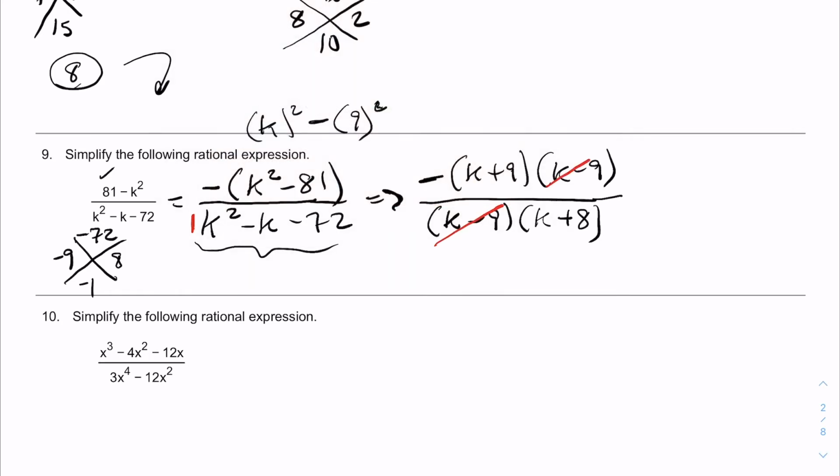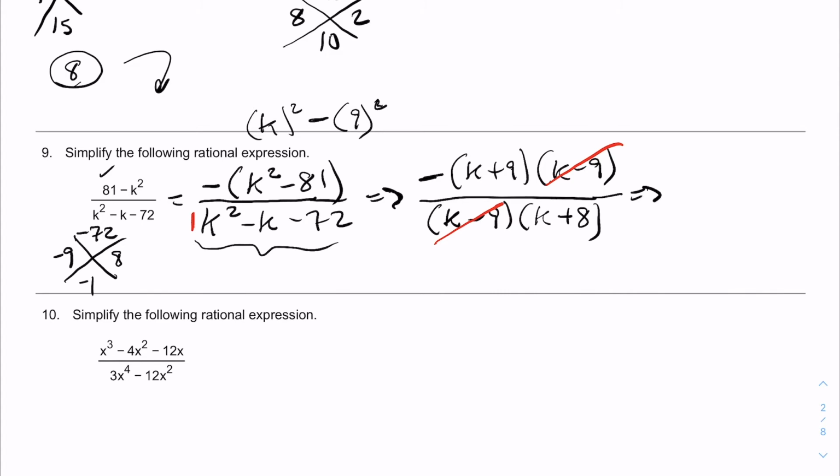K minus 9, and then that's it in terms of reducing. What do you have left? Now don't forget your negative sign, and usually we put the negative sign out here. If you keep the negative sign up top, that would be correct as well.